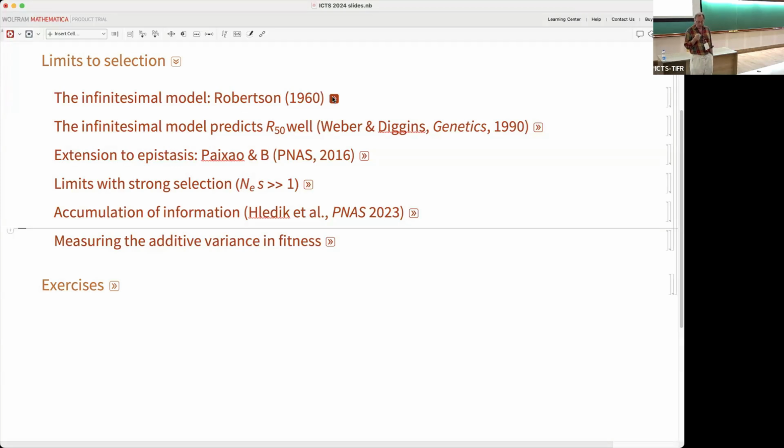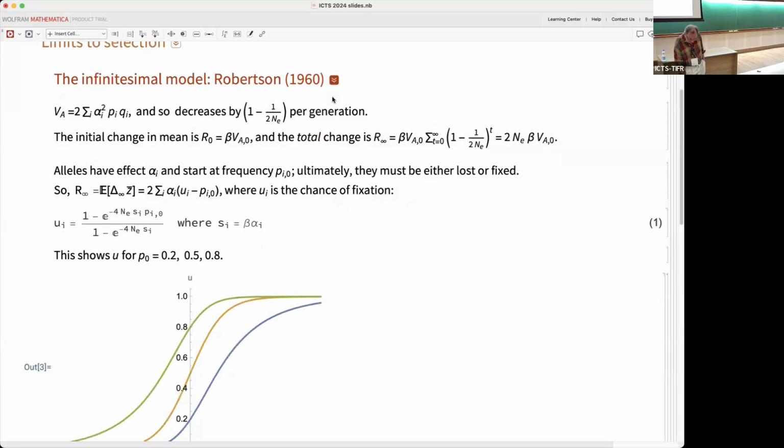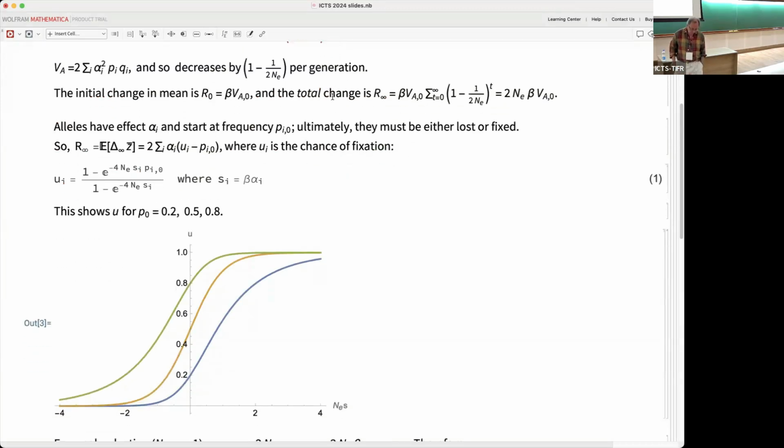And in fact, we were leading into what I'll talk about now in those exercises. So we start by asking about the change in the mean. And in one generation, that's simply the selection gradient times the additive variance.